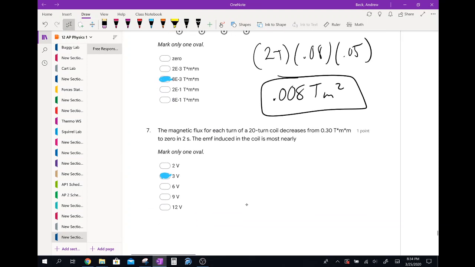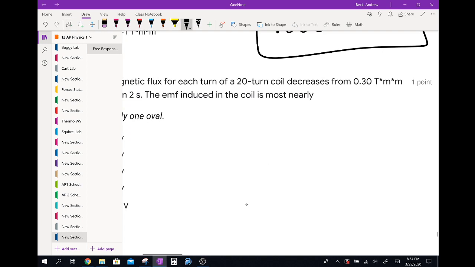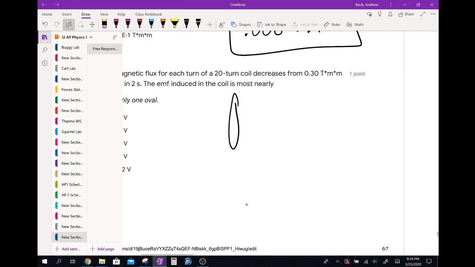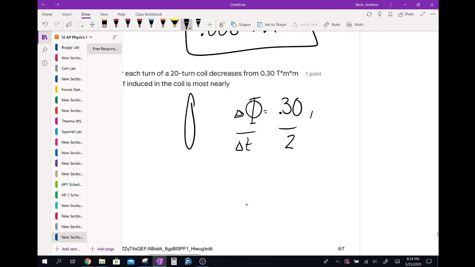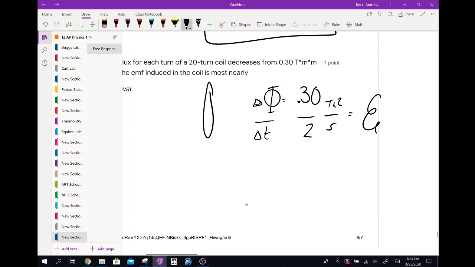In the last one, we're saying the magnetic flux for each turn of a 20-turn coil decreases from 0.30 Tesla meters squared to 0 in 2 seconds. The EMF induced in the coil is most nearly what? In this case, what I'm going to do first is just analyze one loop of wire. In one loop of wire, the flux is 0.30, so the change in flux is 0.30. Our change in time is just going to be 2 seconds. So we can figure out the rate of change of this flux for one loop.